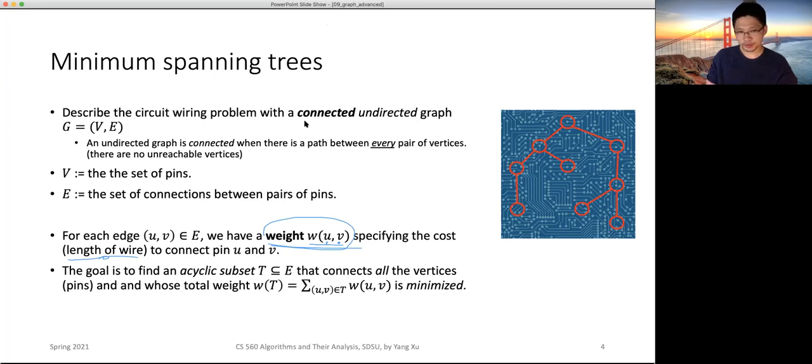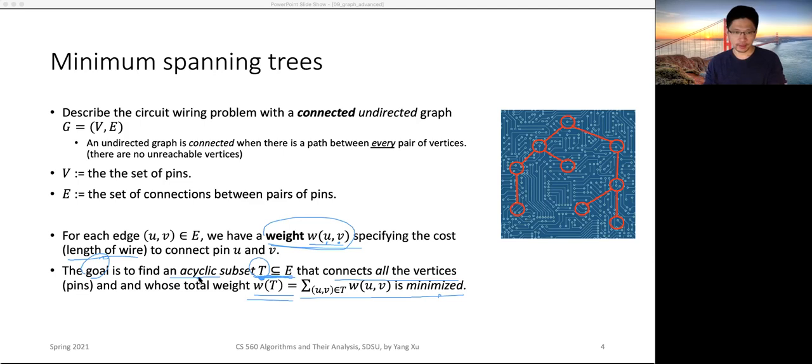And ultimately, the goal is to find a subset, denoted by this capital letter T, which is a subset of edges, okay? And this subset connects all the vertices, and the total weight of this subset is minimized. So this is our goal, okay? And one property of this subset is that it is acyclic, okay? Which means there are no cycles formed, okay?